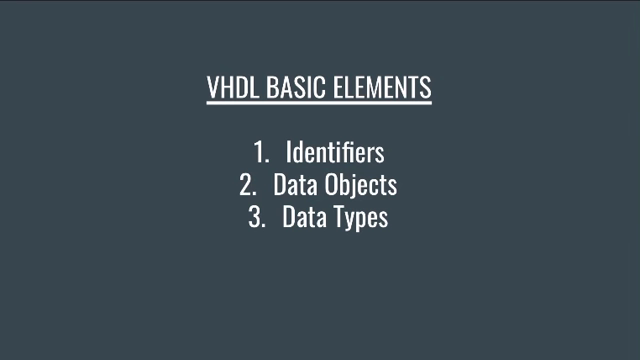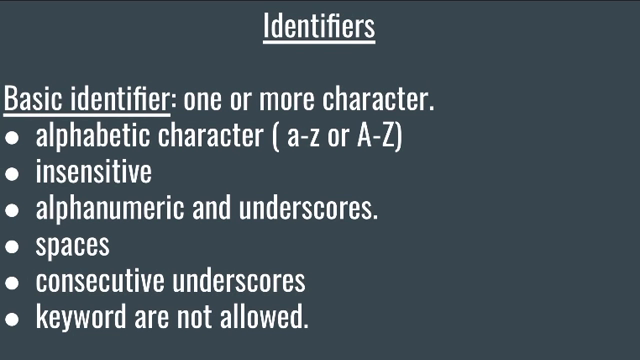So here in VHDL basic elements, we have three types: identifiers, data objects, and data types. Let us discuss each one individually. First, let us discuss identifiers. In identifiers we have two types: basic identifiers and extended identifiers.